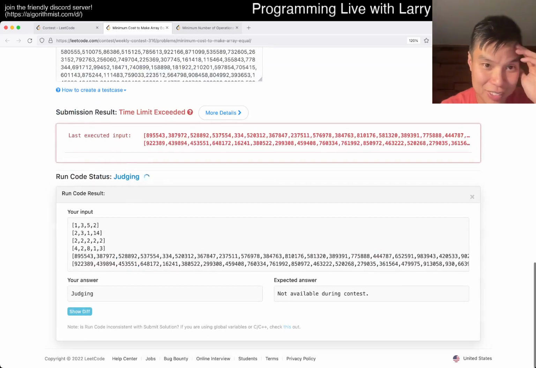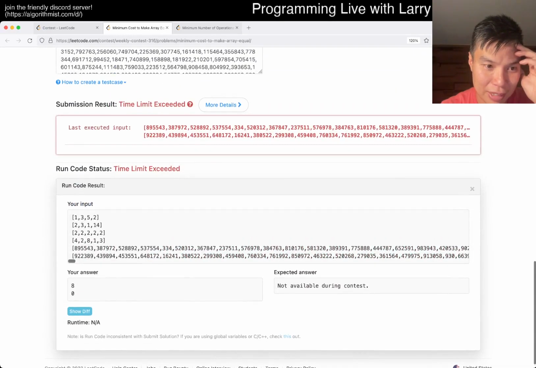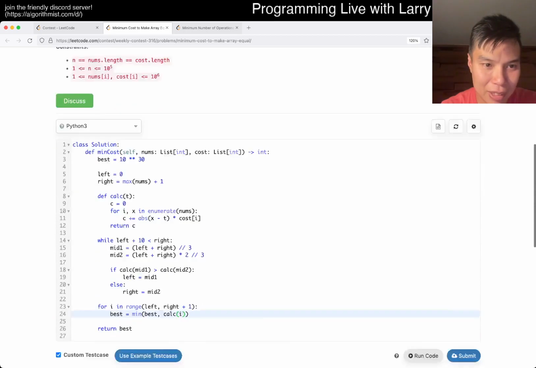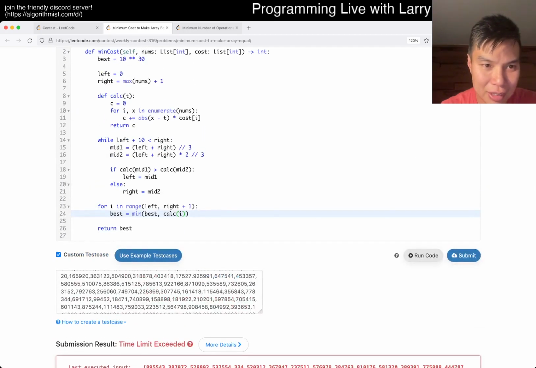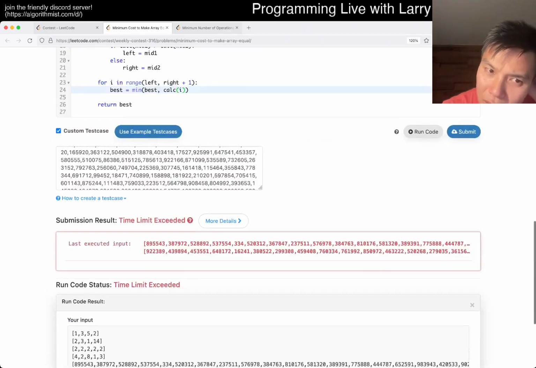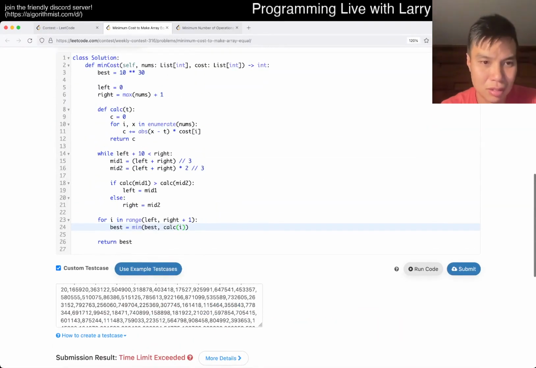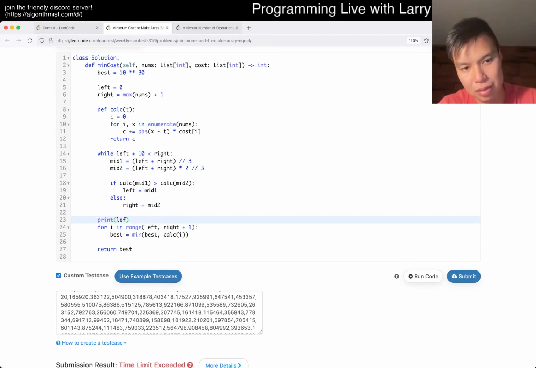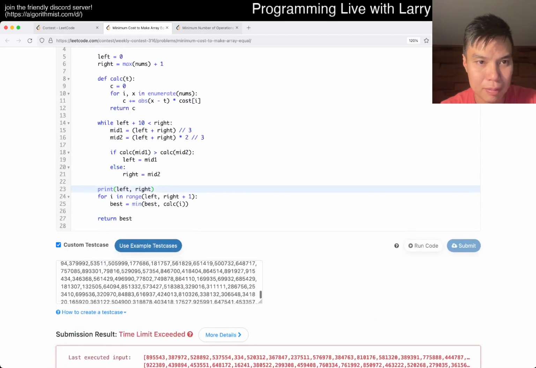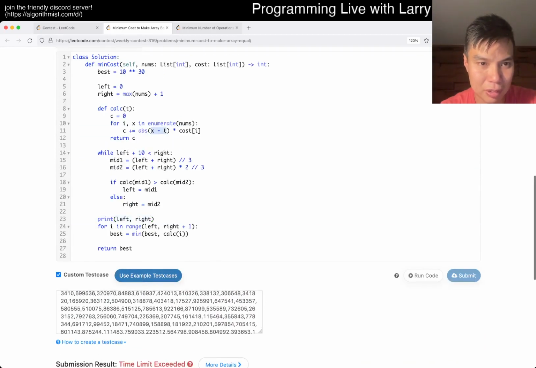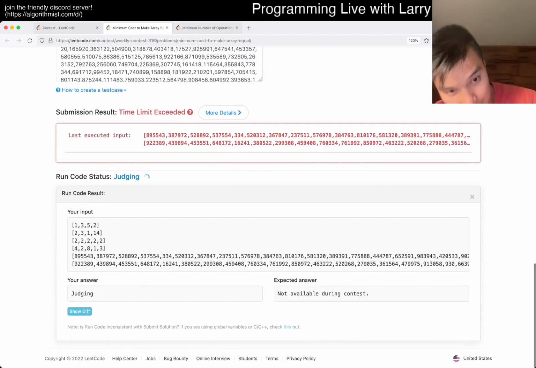Wow, this is very slow. Maybe this isn't the way to go. Or maybe it's still time limit exceeded. What is n? N is not that big, right? Why? How many loops am I doing? What? Why? It's a ternary search. And this is the absolute amount here that's causing it. Wow, I'm just confused now. What is going on?